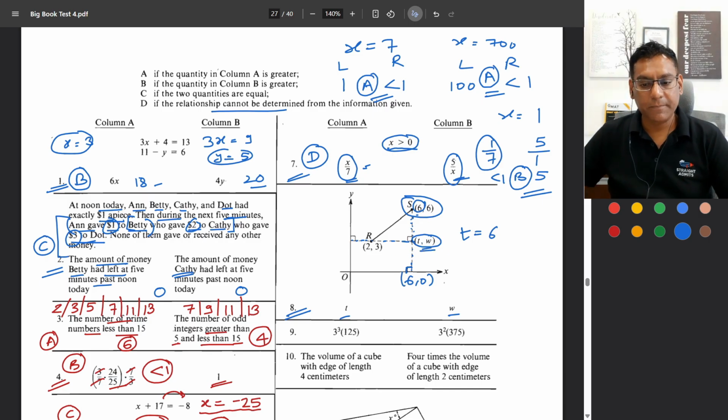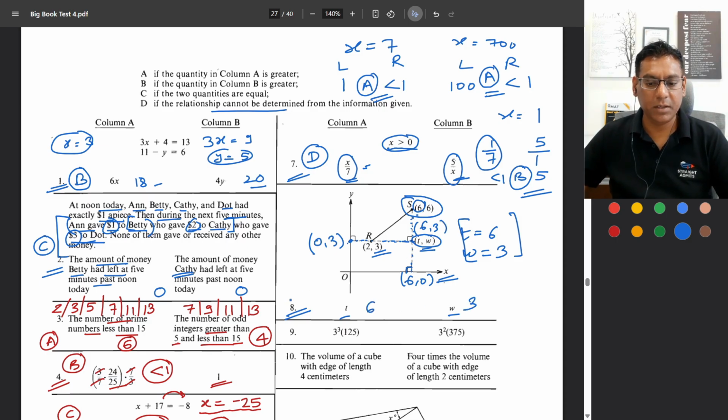Same logic here. This line is also parallel, but this time it is parallel to the x-axis. That means on this line, every point is going to have y coordinate as 3. So w is going to be 3, correct? This is going to be 0 comma 3. So t is equal to 6, w is equal to 3. This is 6 by 3 actually. Okay, what are they asking? 6 versus 3. Answer choice A.